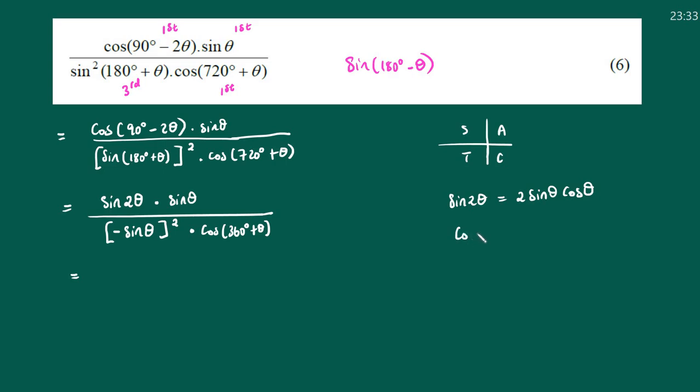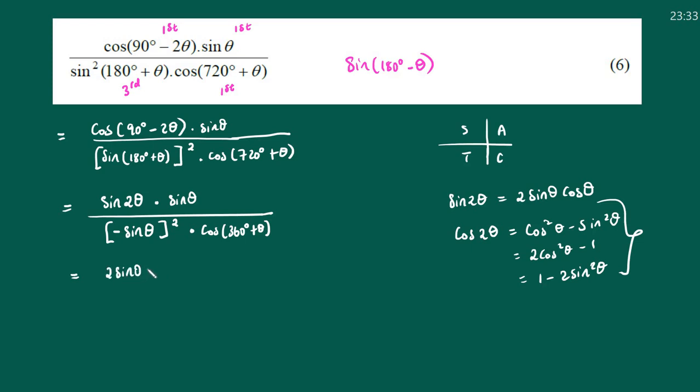Remember that we also have the double angle formula for cos, but there are 3 for cos. You can write it as cos squared theta minus sine squared theta, or as 2 cos squared theta minus 1, or as 1 minus 2 sine squared theta. Remember that these ones, they are 3. But in this case, we have sine 2 theta. So you're going to rewrite that sine 2 theta as 2 sine theta cos theta. Then you have a sine theta.